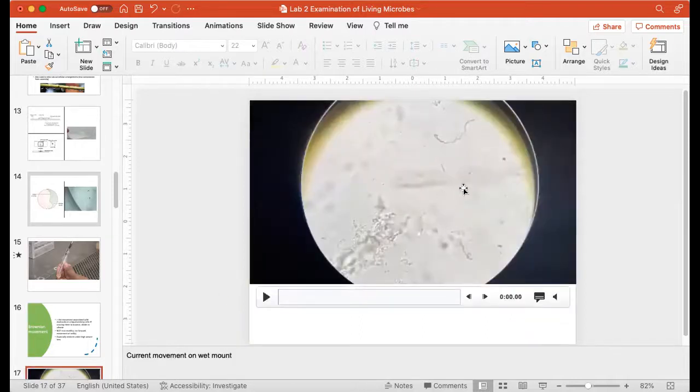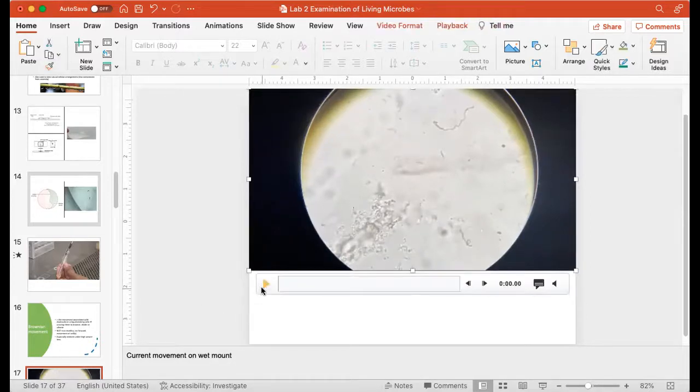Take a look at this short video. We're looking underneath the microscope at a wet mount. Now this happens to be a water sample. There's a lot of debris in here. All of this material that you can see here is just debris. These little fibers are just stuff that's in the water, in addition to any bacteria or microbes.